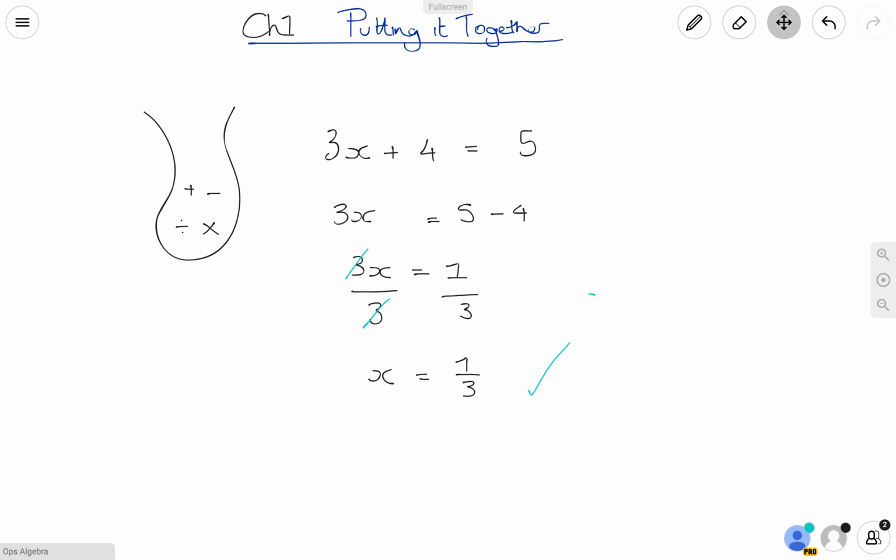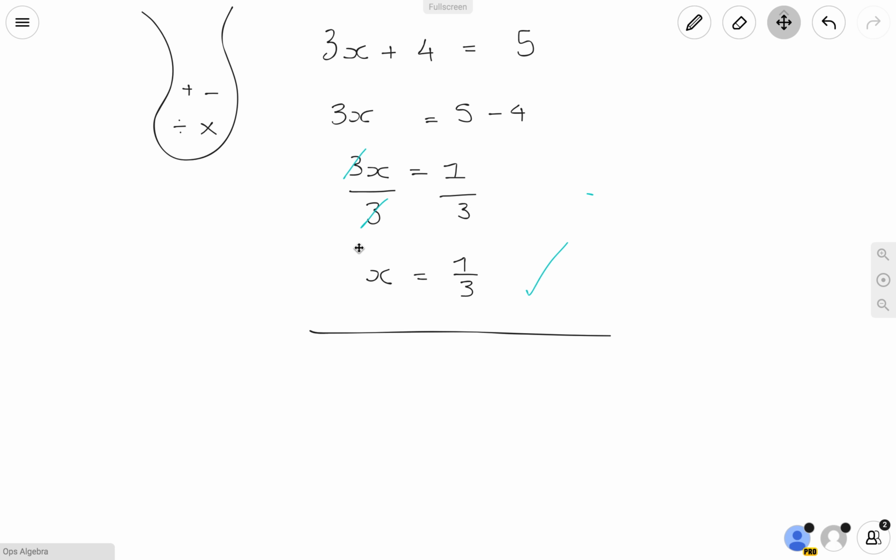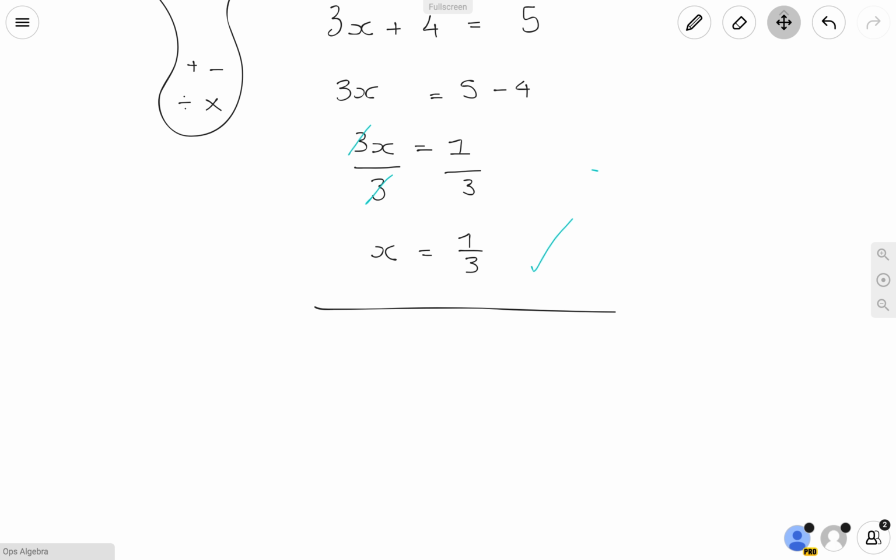So let's have a look at another example. What if we had something like x over 5 minus 10 equals 20? So that's x divided by 5, minus 10, equals 20. What do we want to do here?